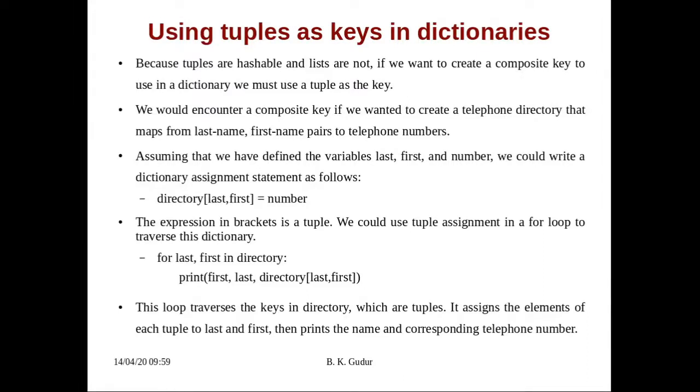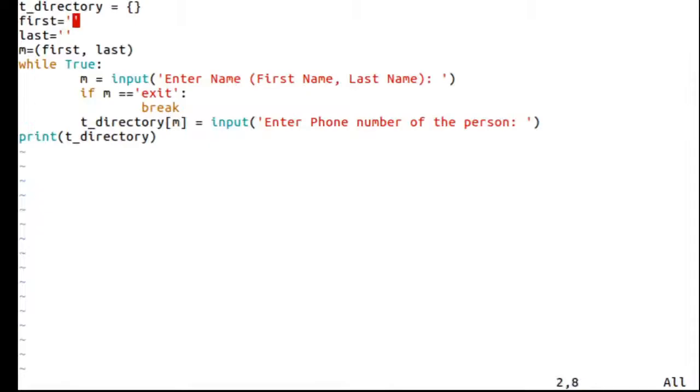Assuming that we have defined the variables last, first and number, let us assume these variables have been defined. We could write a dictionary assignment statement as follows. Say directory of last comma first is equal to number. Okay, this is how we can have it. The expression in the brackets is a tuple. Here, directly I am using m. Say m is nothing but a tuple.